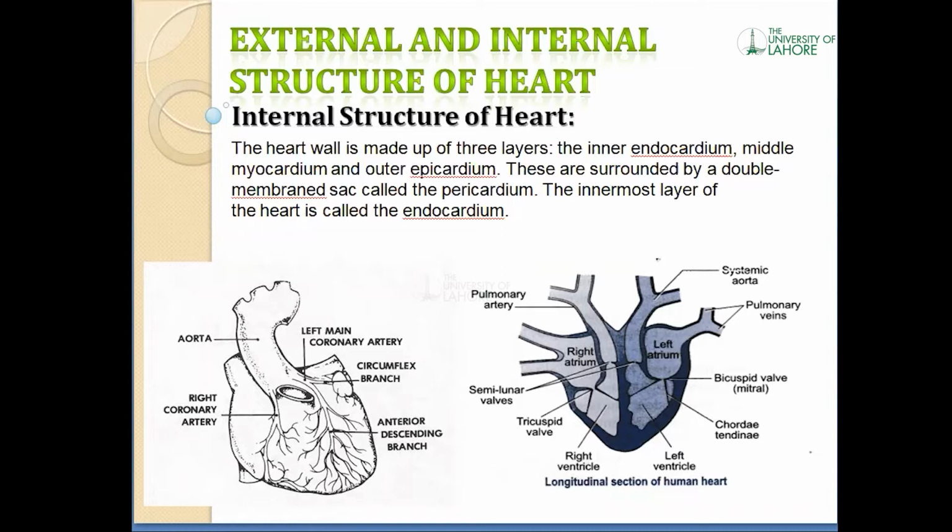The innermost layer of the heart is called the endocardium. So the heart is made up of three layers: endocardium, myocardium, and epicardium. The endocardium is the inner layer, the myocardium is the middle layer, and the outer is the epicardium. These are surrounded by a membrane called the pericardium.